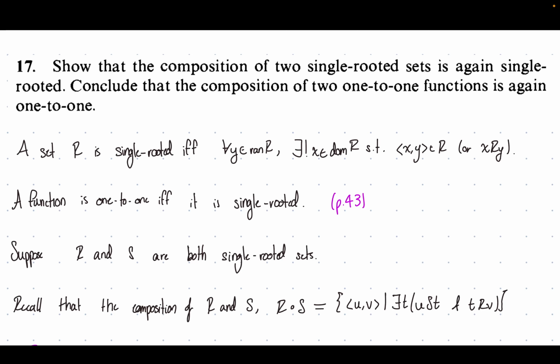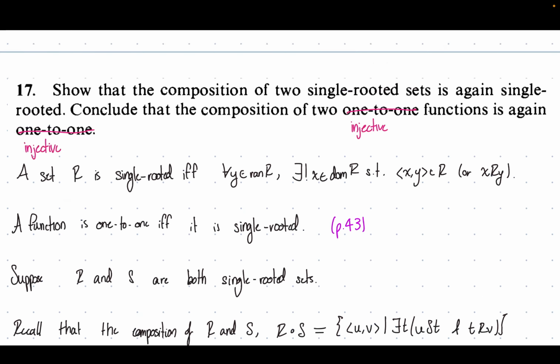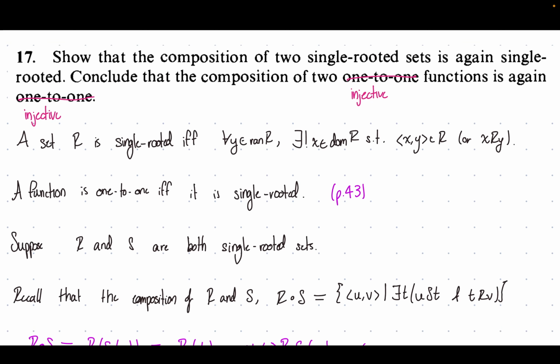Okay, so there you have it. The composition of two single-rooted sets is again single-rooted, and the composition of two 1-to-1 functions is again 1-to-1. Or let me say that like a functioning member of society: concluded, the composition of two injective functions is again injective.